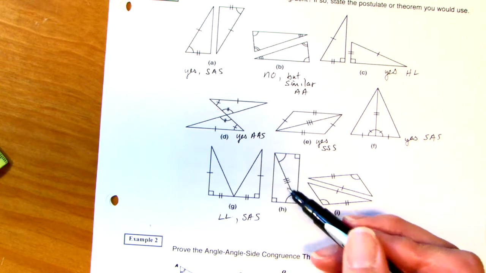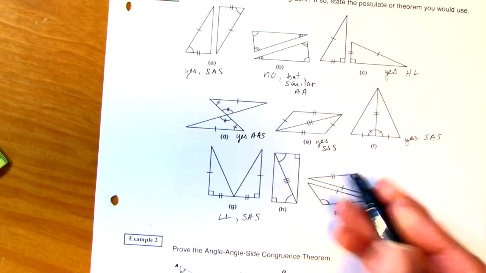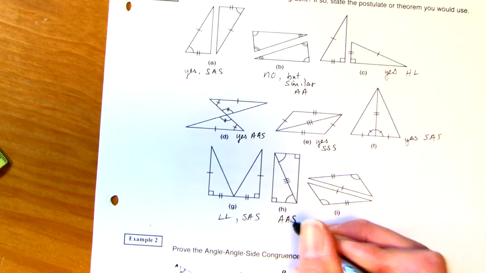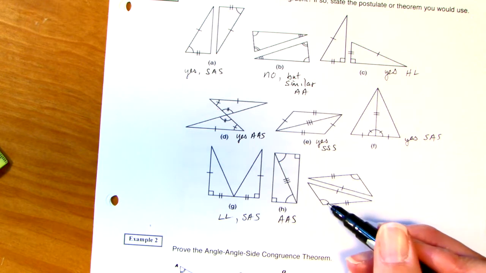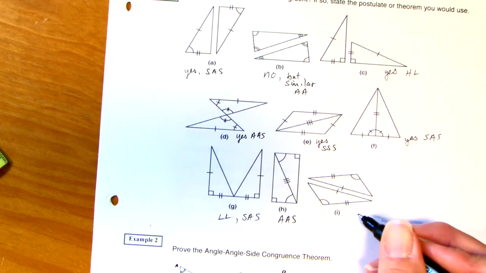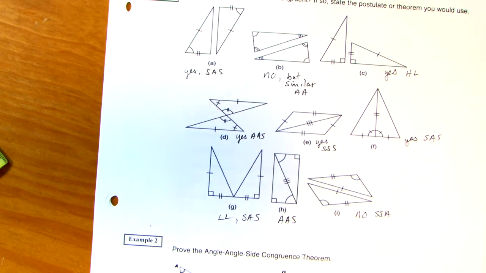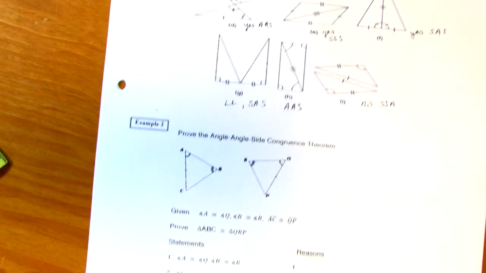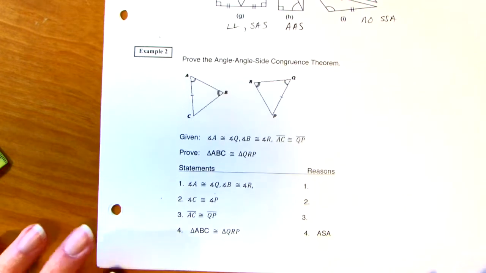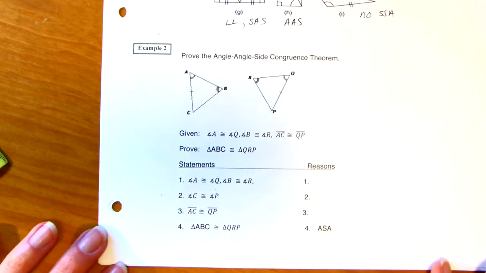How about this one? Side, angle, angle, or you could call it angle, angle, side. And last but not least, angle, side, side. No. We don't have that in geometry. Okay, let's play with some proofs here. Remember, it's a pretty big proof chapter.